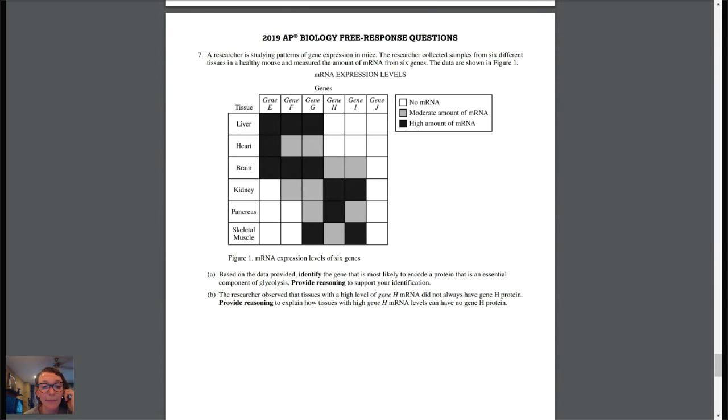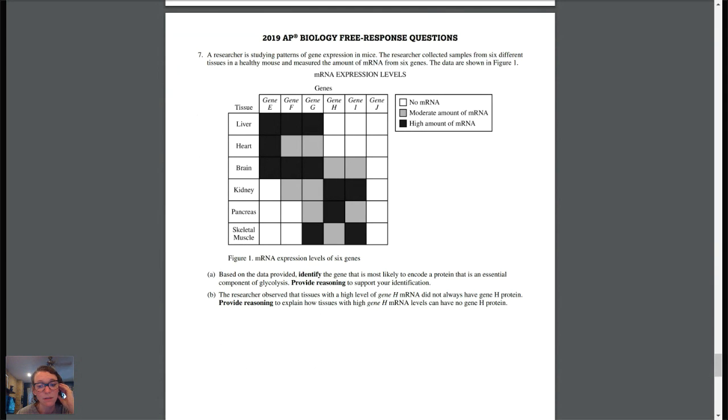So it says A, based on the data provided, identify the gene that's most likely to encode a protein that's an essential component to glycolysis. My gut is telling me gene G, reasoning being that it's located in every cell type. So I'm relatively confident in that one. Again, we'll see what the score report says, but as far as I can tell, and any other bio teachers that I've talked to can tell, should be gene G because it's present in every cell type.